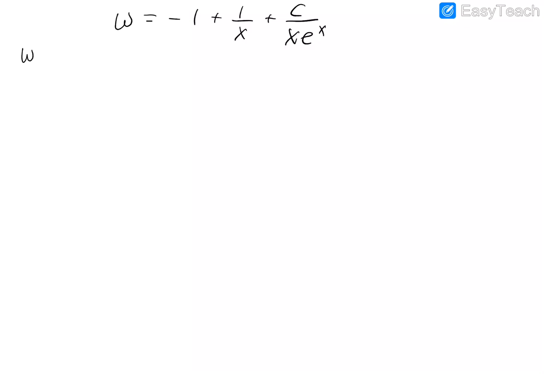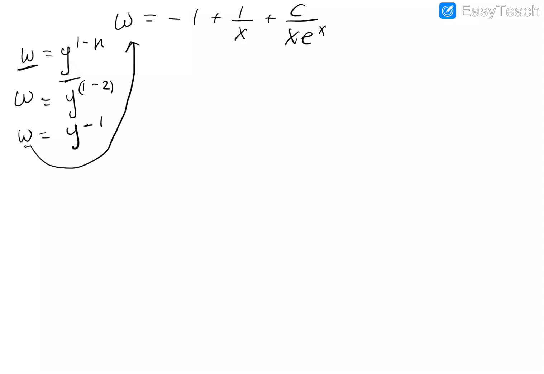And in this case, we have our w equal to y to the 1 minus n. So we want to change our w back into terms of y. Okay, so our n previously was 2, so we'll have y to the 1 minus 2. W will equal y to the negative 1 power. So we're going to go ahead and put that in for w.